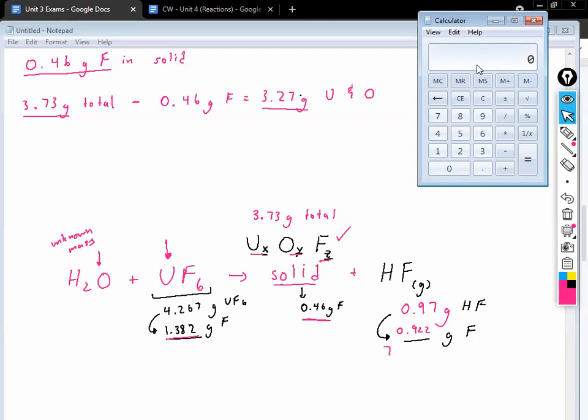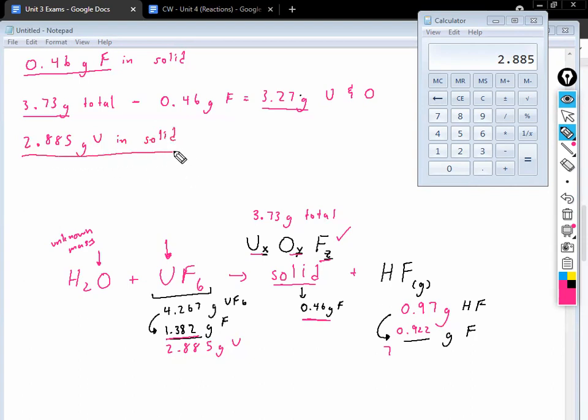Okay, so hopefully all you did was take the difference of the two. Our total is 4.267. The fluorine inside of UF6 was 1.382. That means that inside of UF6, there's going to be 2.885 grams of uranium. And we know that none of the uranium went to the HF, right? HF only got fluorine from this compound. So the only mass of uranium left over is 2.885. So we have our mass of uranium in the solid, 2.885 grams. Again, we know that because the only uranium inside this reaction comes from UF6.